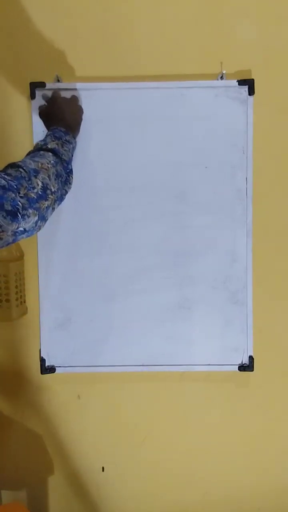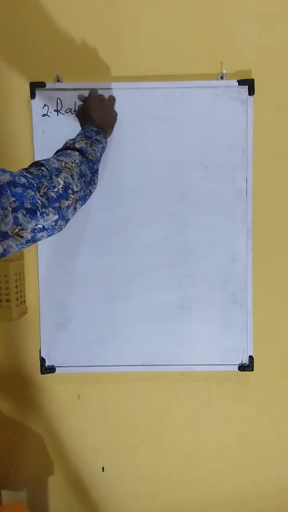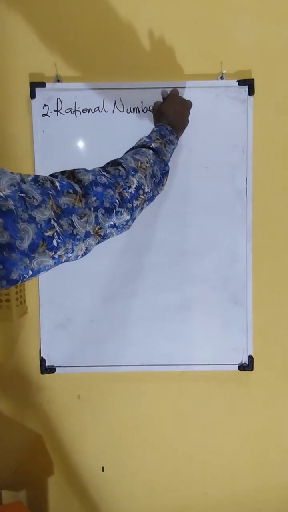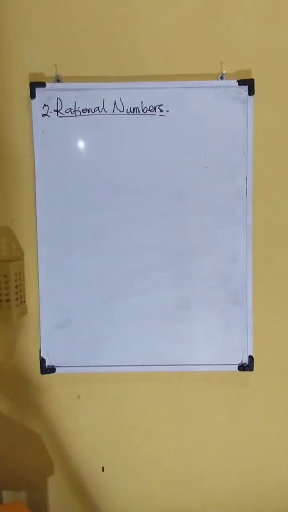The second on the list is rational numbers. Like we said, integers are whole numbers. They are complete numbers. They are not incomplete numbers. They are not fractions. They are not decimal numbers. Integers are whole. They are complete.